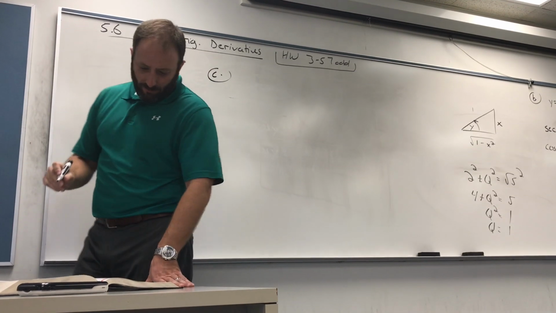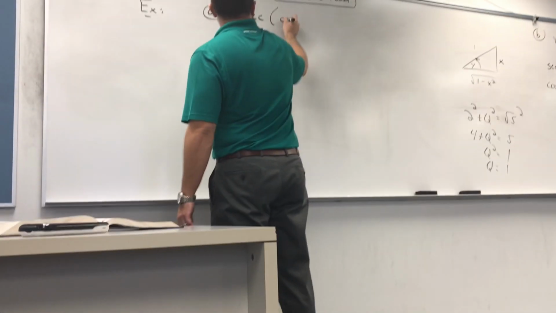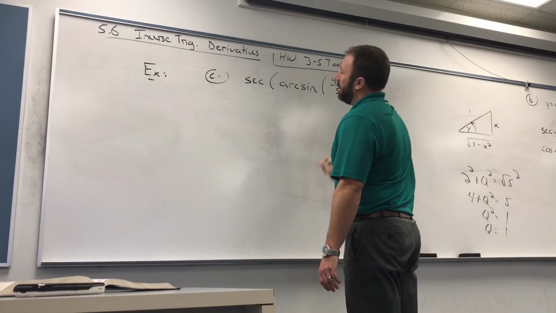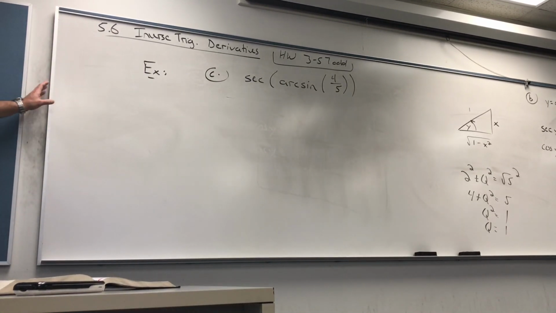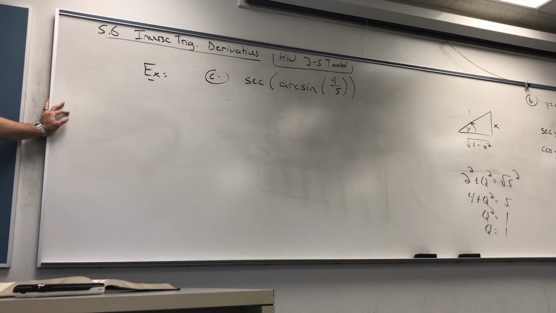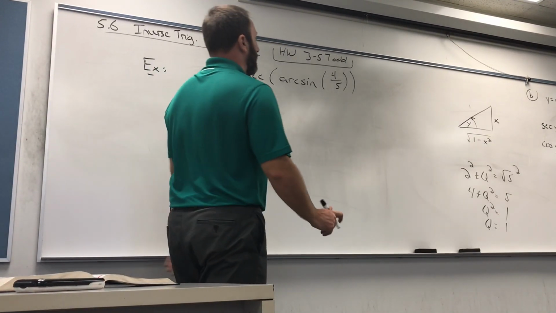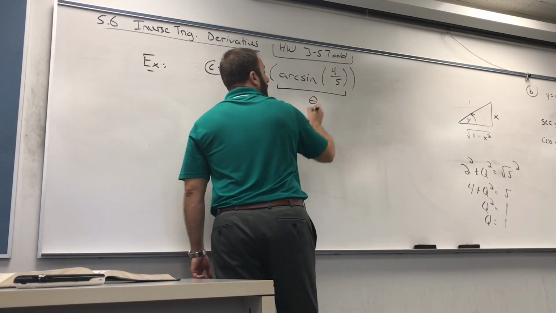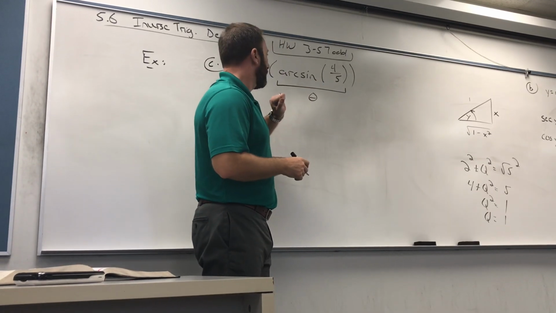So let's say they wanted us to find secant of arcsine of 4/5. What we want to do here is unravel this. It's almost like peeling away at an onion. This whole thing here is going to be theta, and basically we're looking for secant of this theta.